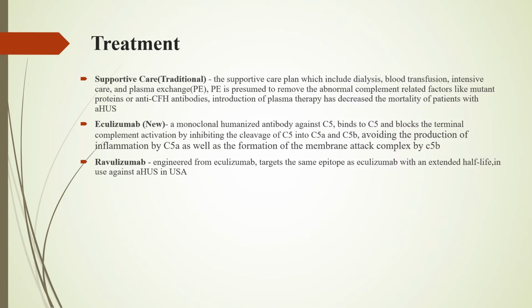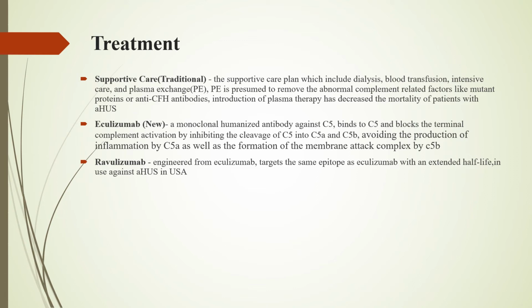All right, now let's talk about the treatment available for treating atypical hemolytic uremic syndrome. So the first one is the supportive care, which is a traditional kind of treatment. Supportive care plan includes dialysis, blood transfusion, intensive care of patient, and plasma exchange. Even though plasma exchange is presumed to remove abnormal complement-related factors like mutant proteins or anti-CFH antibodies, it is not able to treat the underlying disease.